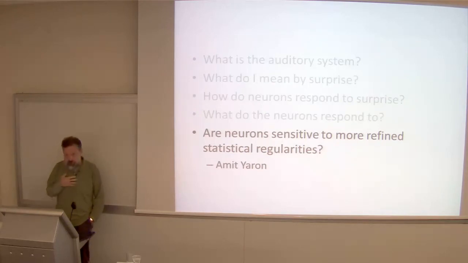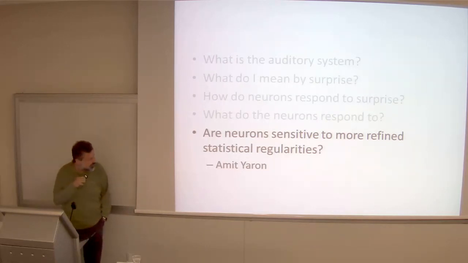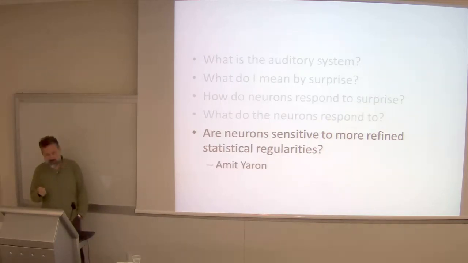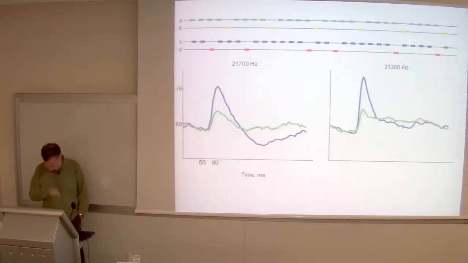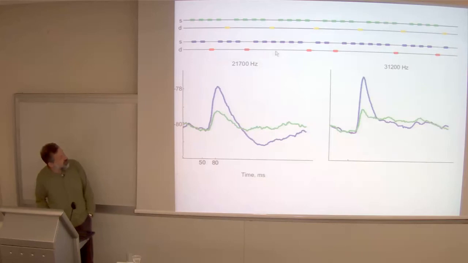So immediately the question comes up of whether the neurons would be sensitive to more refined statistical regularities. And so we tried to do all kinds of simple manipulations on the oddball paradigm in order to test that. For example, this is the work of Amit Yaron in my lab. These are again intracellular recordings. Here what we did was to fix the probability of the deviant, but to play it either in the context of a Bernoulli sequence of tones or a sequence of tones which is regular.